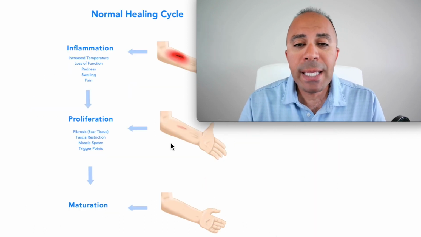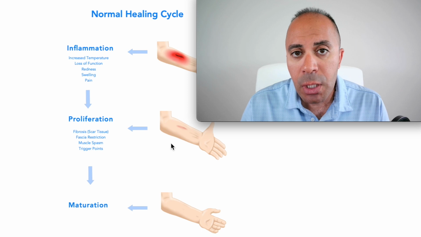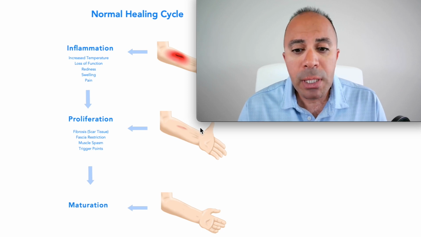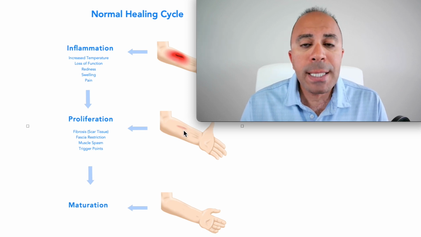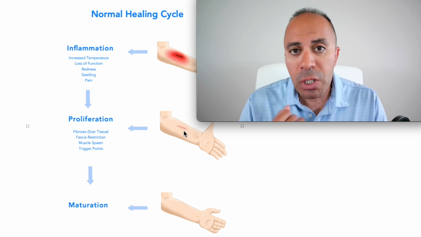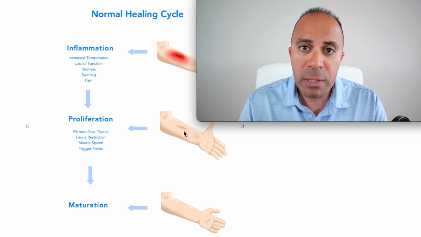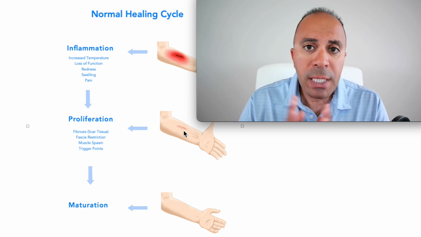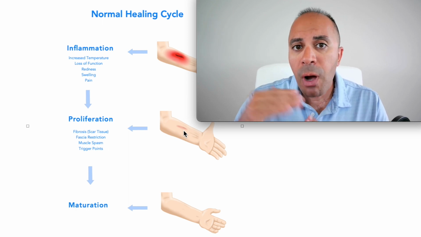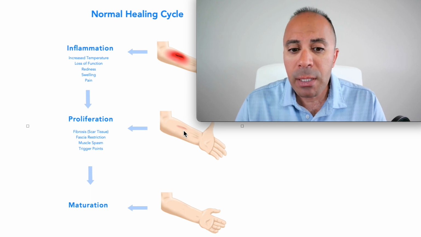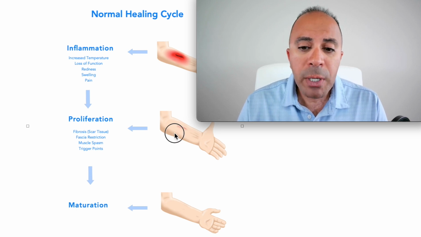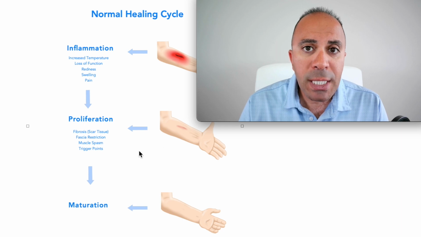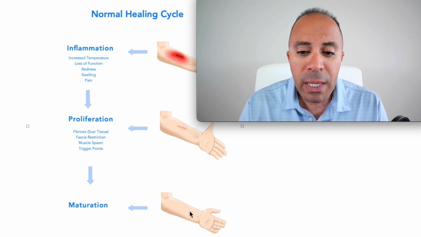The second stage of healing is the proliferation stage. That's when your body starts to build scar tissue. During this stage, there is a cascade of events: scar tissue, fascia restrictions, muscle spasm, trigger points. I'm just gonna go over the scar tissue for the sake of our time now, but I will cover the fascia restrictions a little bit later. So in a perfect scenario, during the maturation stage, your body should get rid of everything and clear it up.